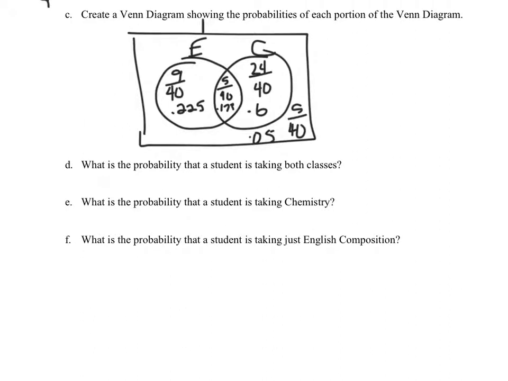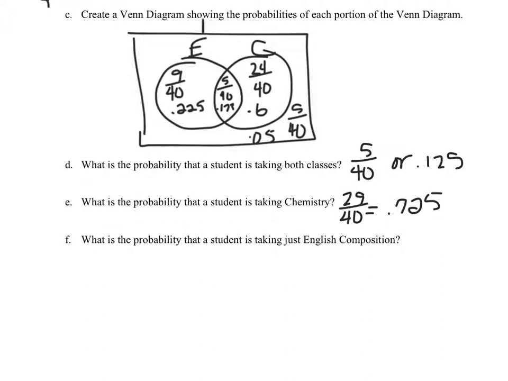What's the probability that the student is taking both classes? Well, that's 5 out of 40, or 0.125. What's the probability the student is taking chemistry? Well, that one actually isn't all that hard. They gave us that information to begin with. It's 29 out of 40, or 0.725. Okay, it's technically this one and this one added together. So it's all this together. But since they already gave it to us, we don't have to make it harder than it is.